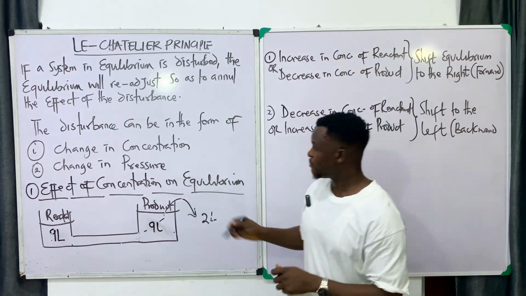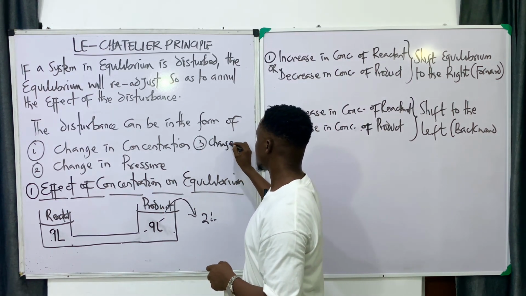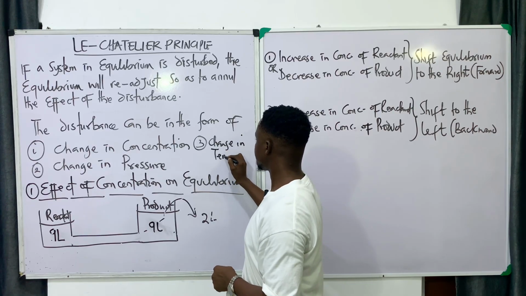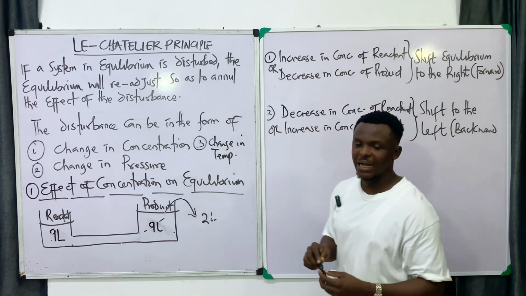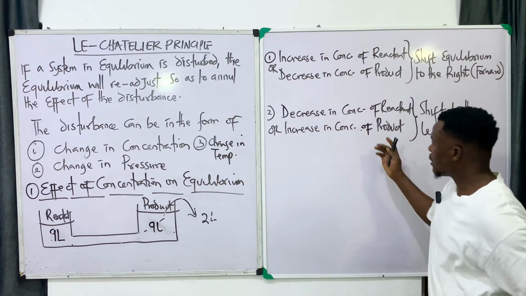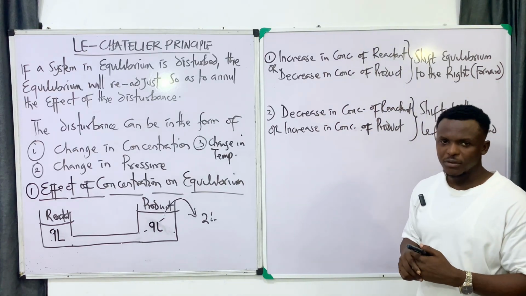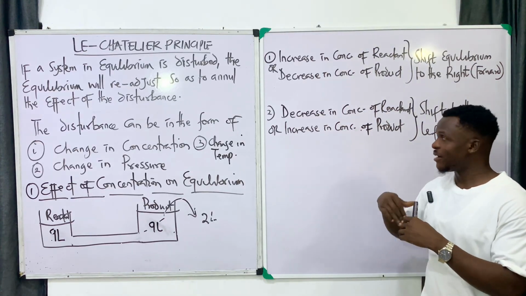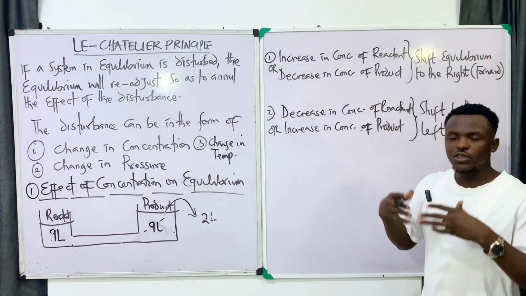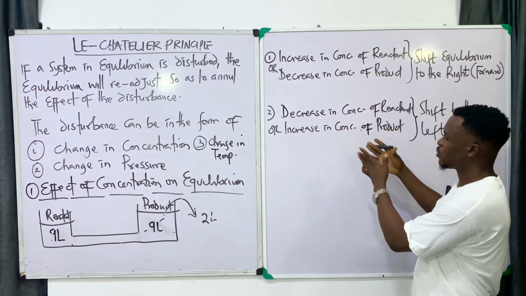Class, please, I just remembered something now. Please add number 3 to this disturbance: change in temperature, because temperature also has effects on equilibrium. Let's come back to this. But these are not the ways the question can be asked. Now, this is mainly for those persons that are writing JAM. So, for those persons in the university or tertiary institution, how can they ask questions based on this?